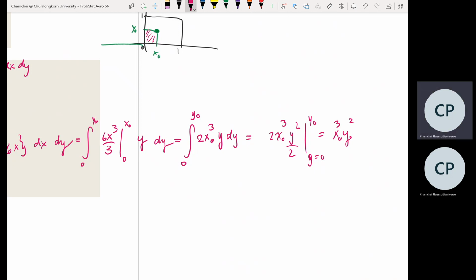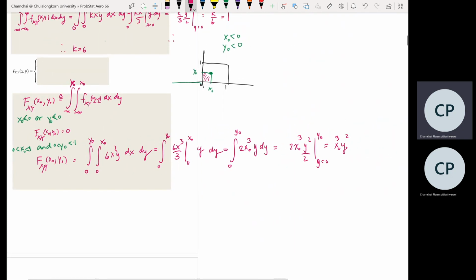Okay. Yep. And that's it. That is for this area, right? There are some other areas. What's the next area you want to integrate? One at a time. Don't jump ahead. x between 0 and 1, y less than 0. y less than 0, we already did that.